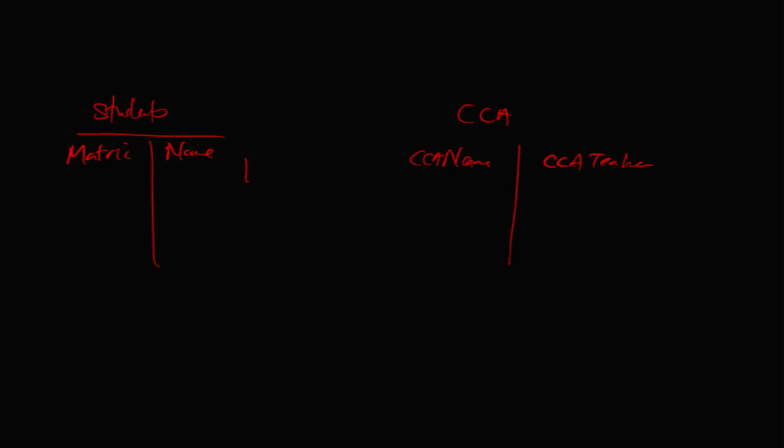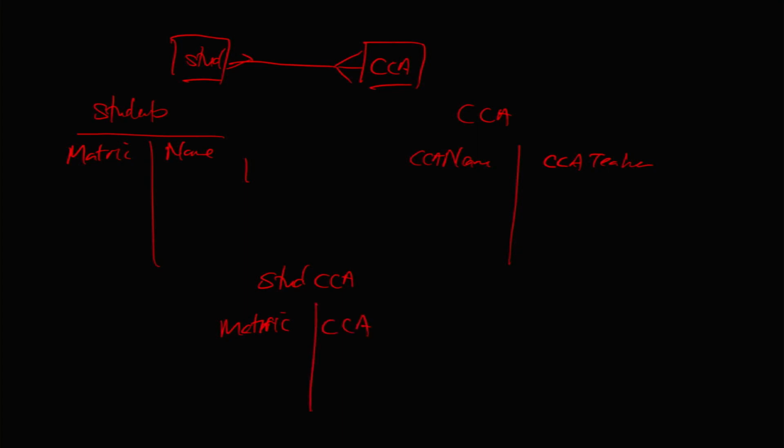So this is the many-to-many relationship, right? So we want to break this up. Remember, right now, this currently exists this way. So this is CCA. How to break this up is that we create one more table. We call it student CCA. So what we do is that we will create this table to have basically matrix number and CCA. We just list down.